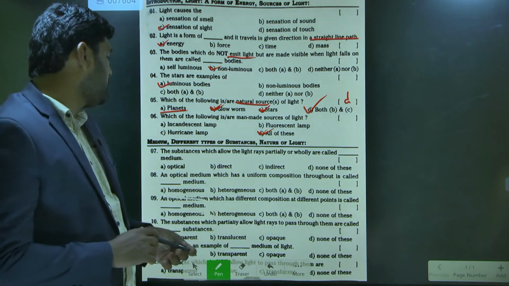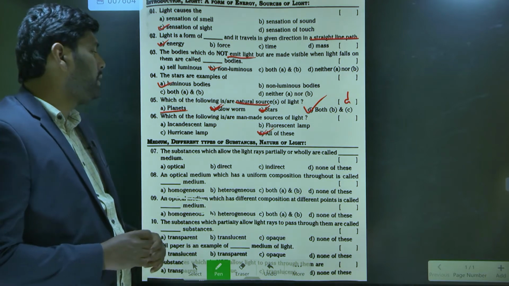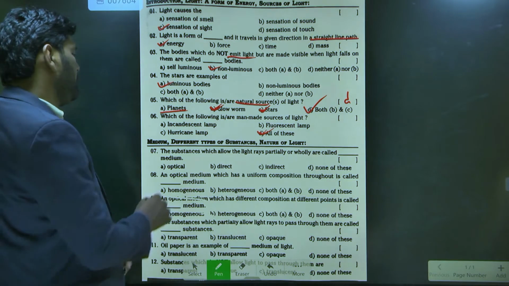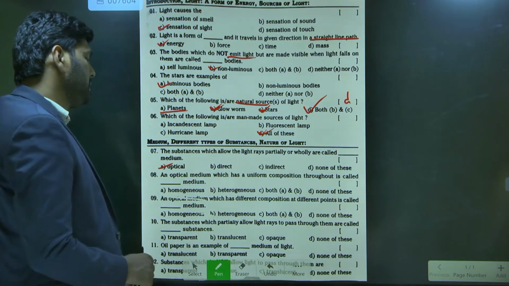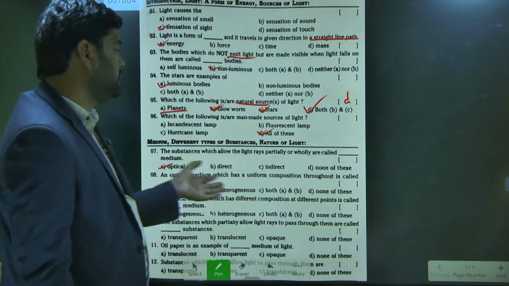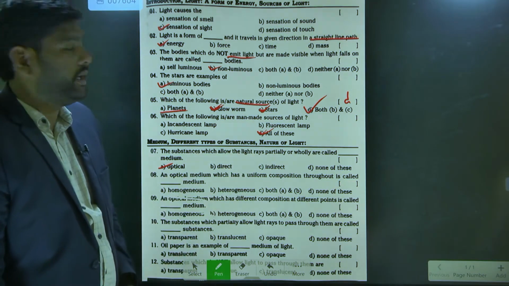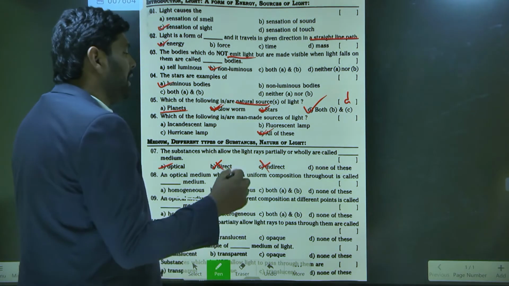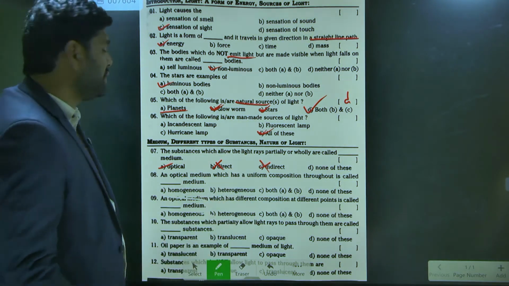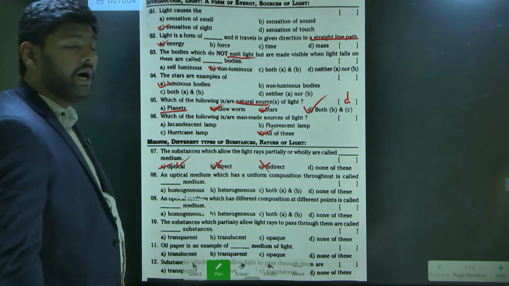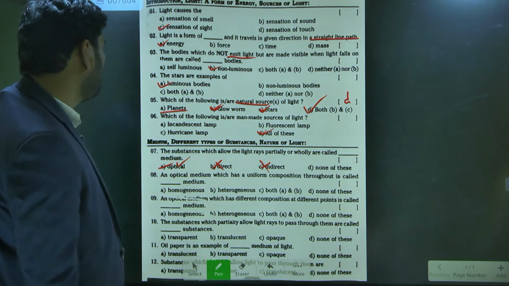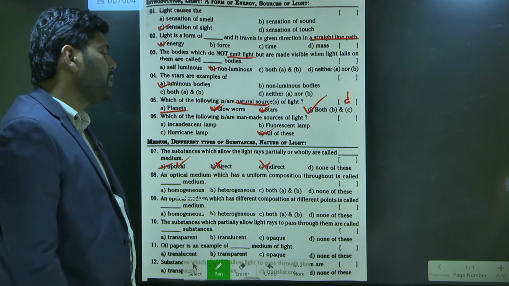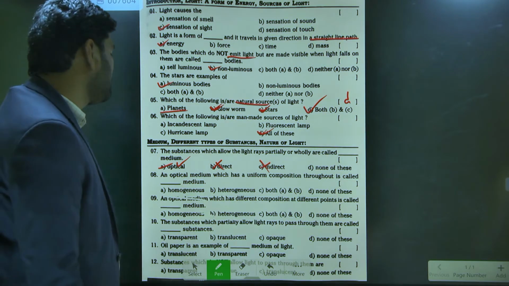So in this case, the substances which are not allowing the light rays partially or wholly, what kind of medium is it? Optical medium, because it is allowing the light, so we can call it an optical medium. These are actually not related to our topic itself. So our answer is what? Optical medium. The next, eighth question: the optical medium which has uniform composition throughout is called.